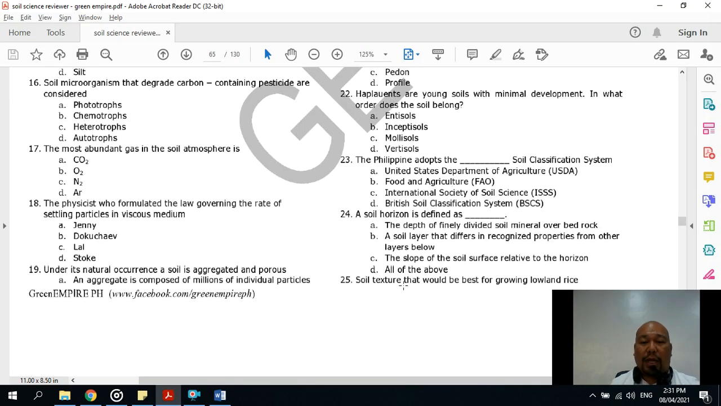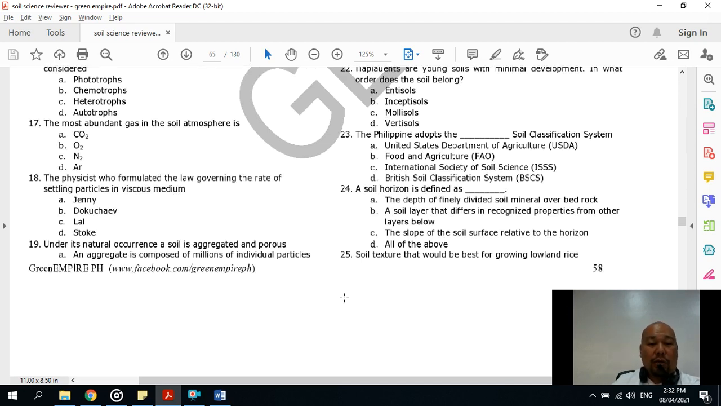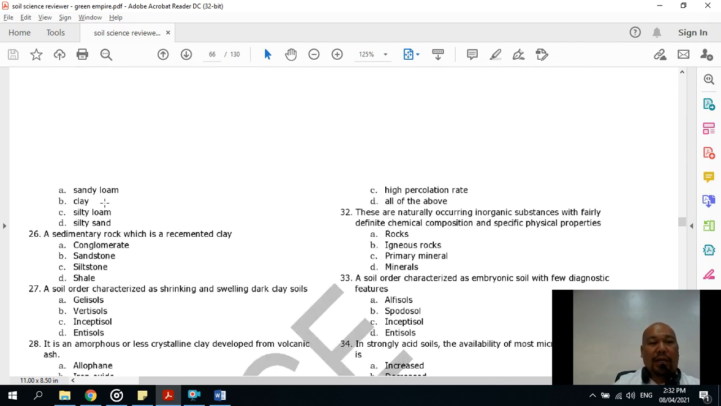Karon ang pangutana, unsa man ang best for growing lowland rice. You are all too familiar nga ang lowland rice is grown in paddies unya submerged conditions. Unsa may nindot nga yuta, I would go for clay. Kadtong fine particles, clayey soils nga muhold og tubig. Next, sandy loam, clay, silty loam, silty sand. That should be letter B.